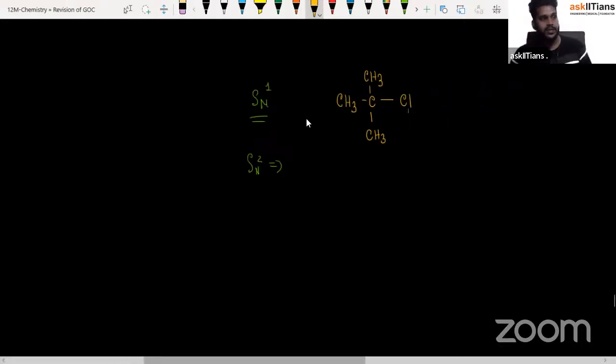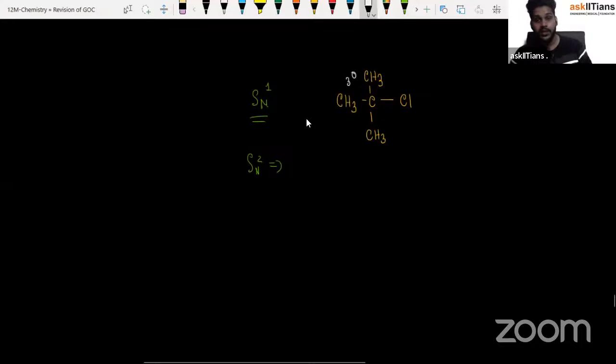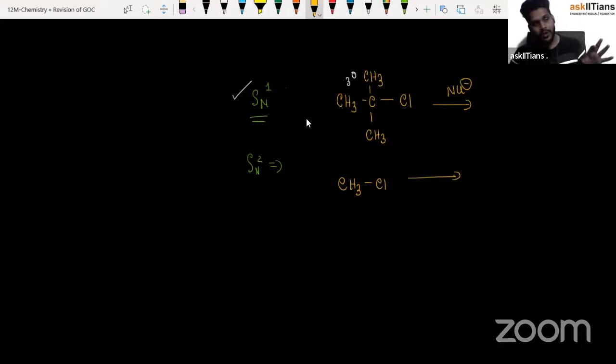As you can clearly see, it is a 3 degree. 3 degree systems are always going to undergo SN1. We know this. SN2, 1 degree systems. If I have to make it undergo substitution, if I give any nucleophile here, then what would happen? The first one would undergo SN1 and the second one would undergo SN2.